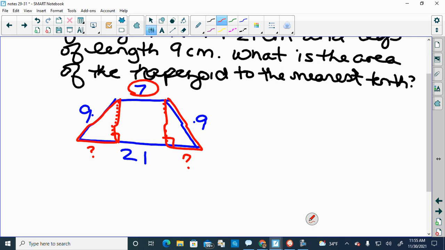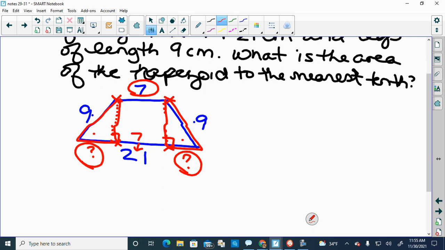From here to here is 7 centimeters. So that means from here to here, this is also 7 centimeters. Well, if these two triangles are the same, then all I need to do is subtract 7 from 21 to find out what is left over, which would be the total of these two. But when I want to know just what one of them is, then I'm going to divide by 2.